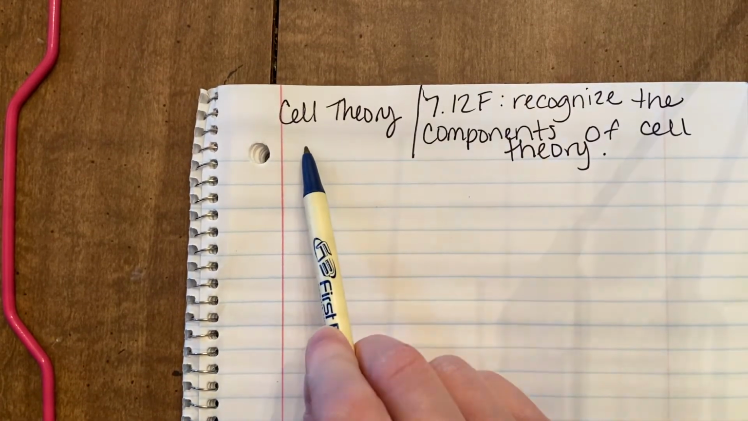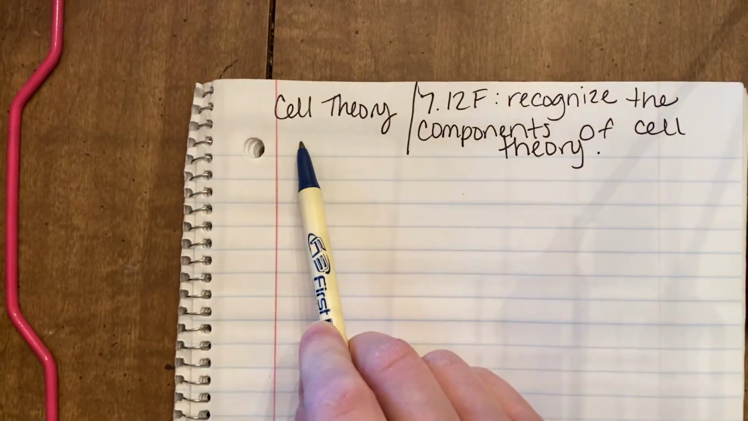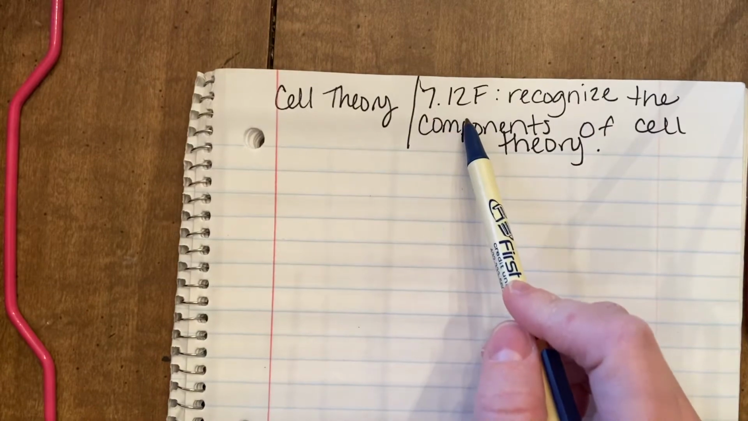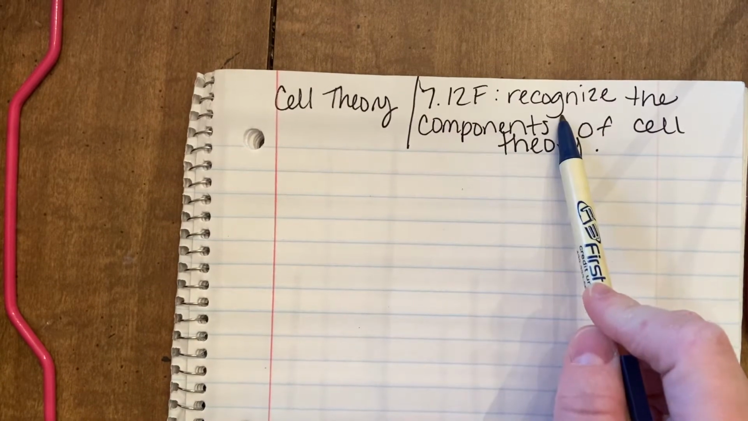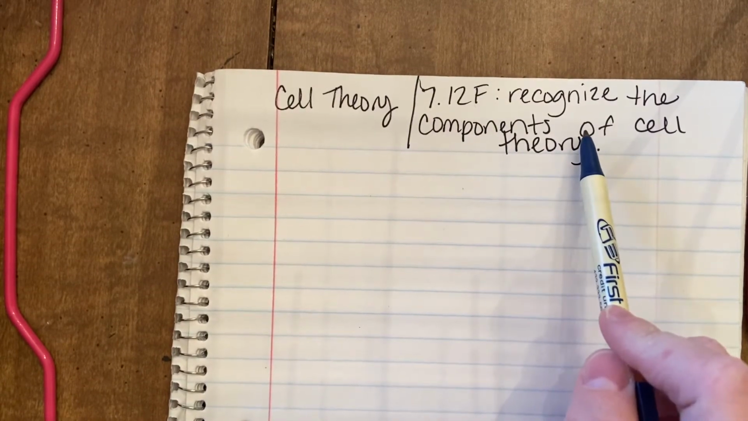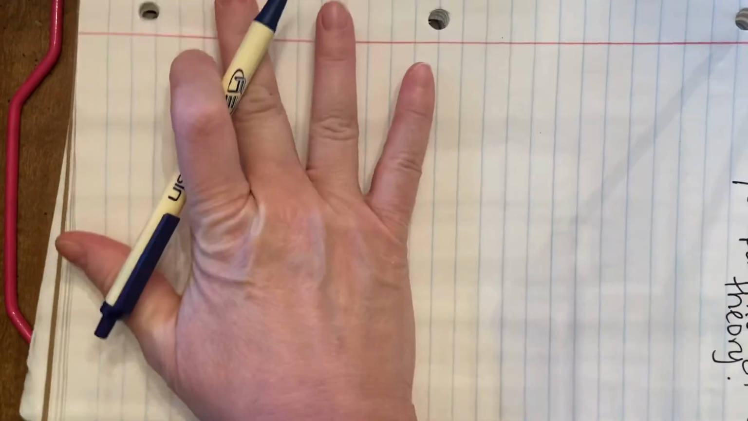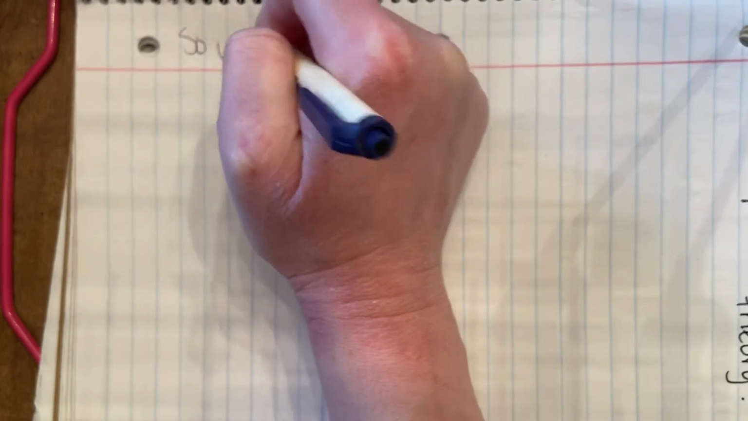All right, so here is the cell theory. This is my title, okay? And here's my TEK, 7.12F, recognize the components of the cell theory. So, I'm going to flip my notebook like this so I will have enough room to write, because remember, I write big. I'm going to leave enough room for my so what statement right here because we are going to write one.